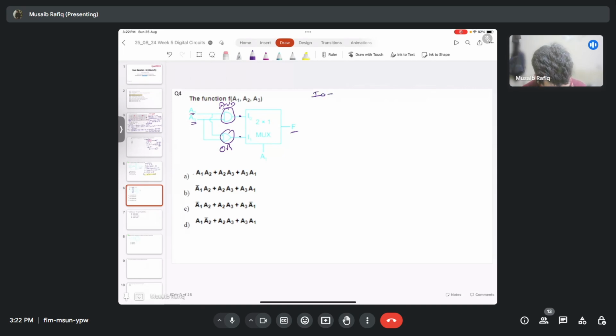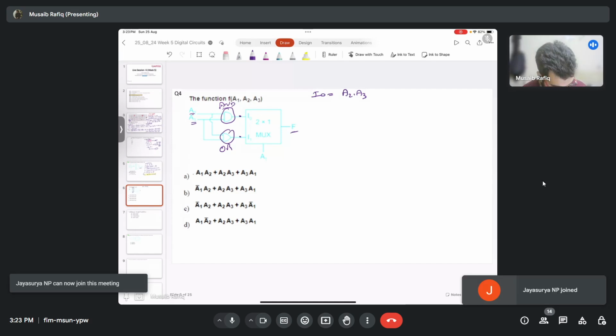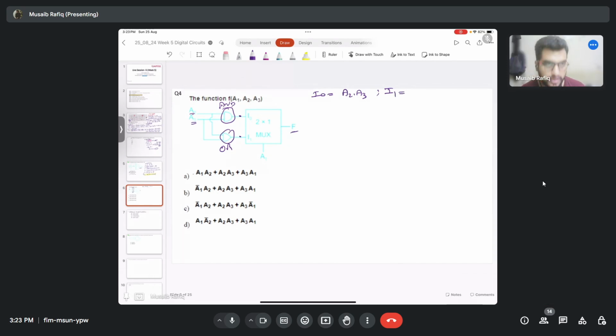So I0, what will be I0 equal to? I0 will simply be equal to A2 dot A3, that is the AND operation between input A2 and input A3. Then we have I1. What will I1 be equal to? It will be an OR operation between A2 and A3, right? And finally, my F will be equal to S bar times I0 plus S times I1. So this is S, the select line. So F will be equal to A1 bar I0 plus A1 I1.